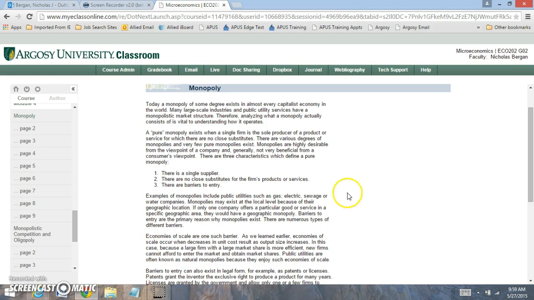Examples of these types of firms are right here: your gas company, your electric company, your water company. You'll notice that monopolies exist at many different levels, but their high barriers to entry make it impossible for someone to enter the market.